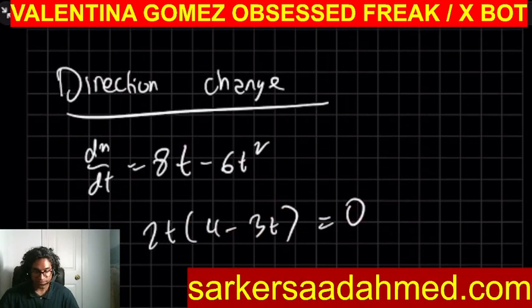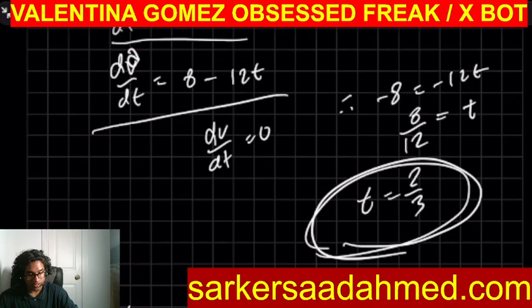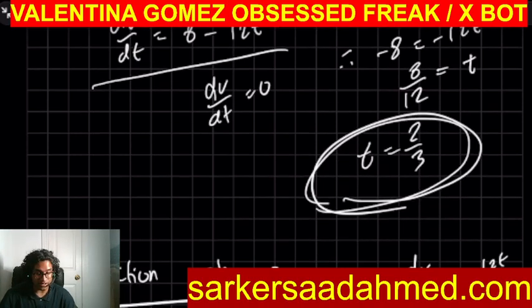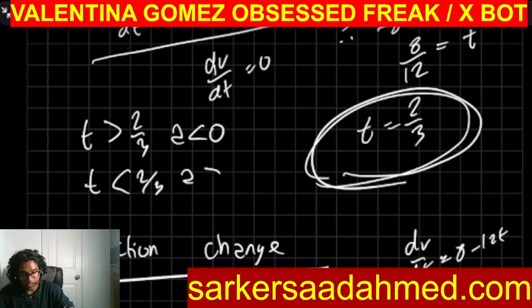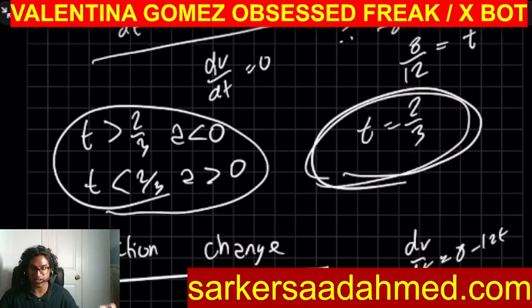Then your direction change. You can do direction change for velocity, and you can also do direction change for acceleration. If dv by dt is equal to 8 minus 12t, then if t is greater than 2 by 3, my acceleration will be less than 0. If t is less than 2 by 3, my acceleration will be greater than 0. That's the direction change for acceleration.